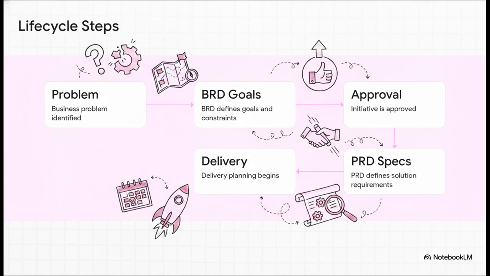Step 3, the initiative gets officially approved by leadership based on that BRD. Step 4, the PRD is then created to define the specific solution requirements. And finally, Step 5, delivery planning begins. Do you see how naturally that works? The transition from BRD to PRD acts like a perfect baton pass in a relay race. It maintains strict alignment from that initial strategic idea all the way to final execution.